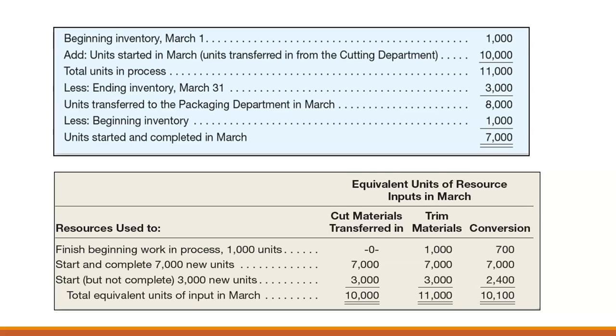So we have these 3,000 units that were not complete at the end of the month, but they had been through step 1 and 2. They were 80% complete for conversion. So 3,000 times 80% gives us 2,400. So for our transferred in materials, we had 10,000 equivalent units. For the trim materials, when we add during step 2, we have 11,000 equivalent units. And for conversion costs, which are direct labor and overhead, we have 10,100 equivalent units.